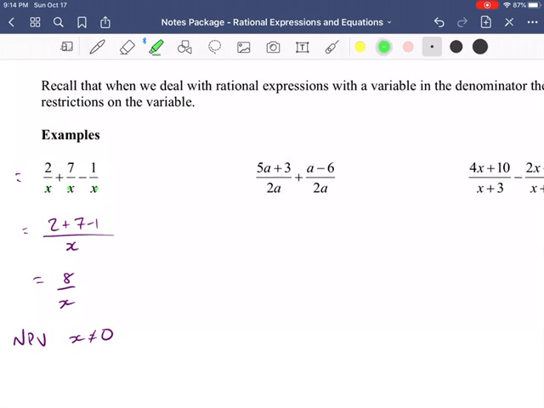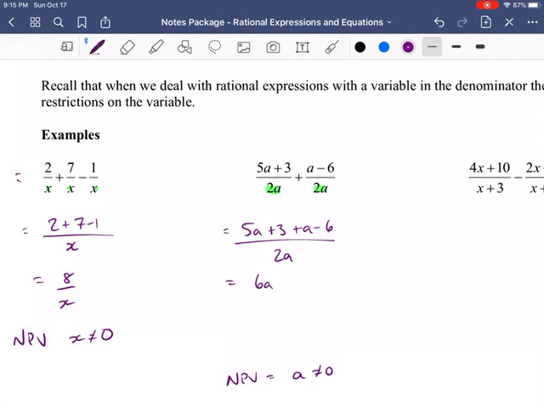All right, here's another example. We do have the same denominator, so let's just add or subtract our numerators as they show. So 5a plus 3 added to a minus 6 over 2a. Let's not forget about our non-permissible values. a cannot equal 0. Let's collect some like terms here. So we've got 6a minus 3 over 2a, and I can't simplify any farther, and so I'm left with that.